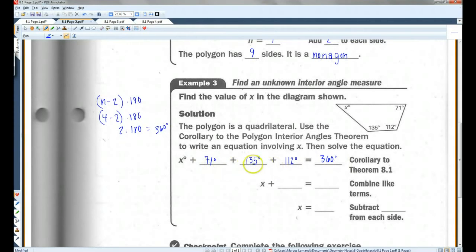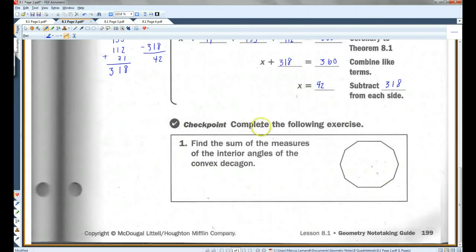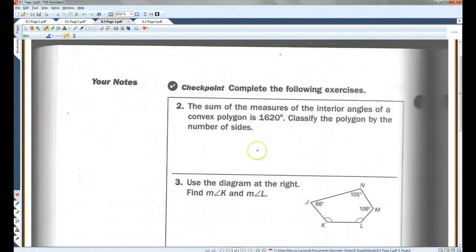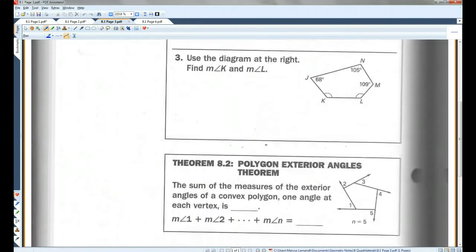Now I just need to solve for x. If I add all 3 of these together, 135, 112, 71, that would be 318. So x plus 318 equals 360. I'm going to subtract 318 from both sides. 360 minus 318, need to borrow, is 42. So x equals 42, in this case 42 degrees. Alright, I'll let you guys do the checkpoint. Let's go on to page 3. I'll let you guys do these 2 checkpoints also.